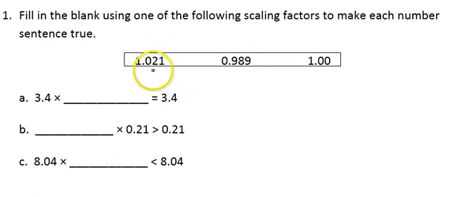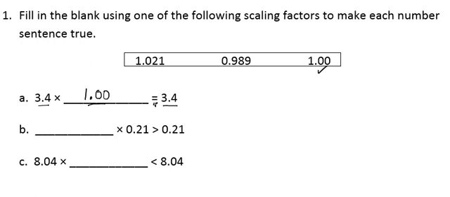I have one decimal that's greater than 1, another decimal that's less than 1, and a final decimal that's equal to 1. If I look at the first problem, it says 3 4/10 times some number will give me an answer that is equal to 3 4/10. Well, that has to be the decimal that is 1 whole. If I take a number, multiply it by 1, I get the same number I started with. So I've used my 1 whole.